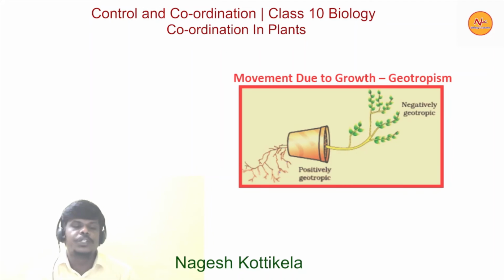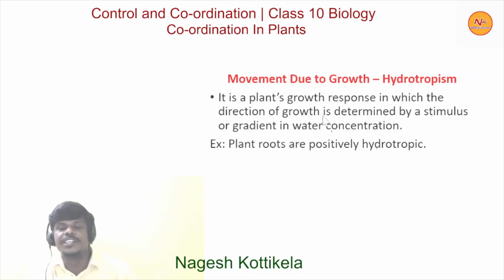Now moving to one more type of movement, that is hydrotropism. Here it is a plant's growth response in which the direction of growth is determined by a stimulus or gradient in water concentration. It means here there is a difference in water concentration. Here water is the stimulus. So the plant's growth response due to the water stimulus is what we call hydrotropism.